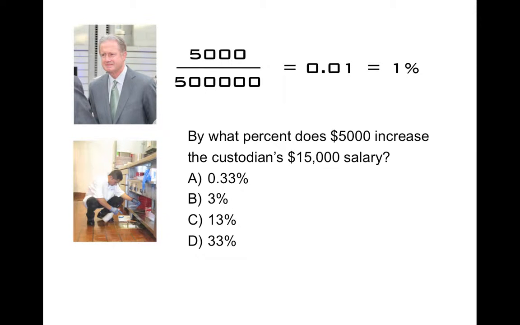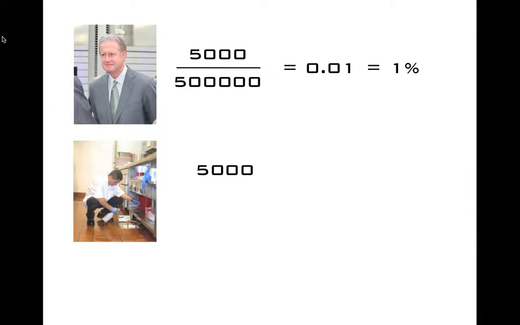By what percent does $5,000 increase the custodian's $15,000 salary? That's an increase of 33%. If we compare the $5,000 increase to his starting salary of $15,000 and divide those numbers, that increases by a factor of 33/100ths. Another way to say 33/100ths is 33%.